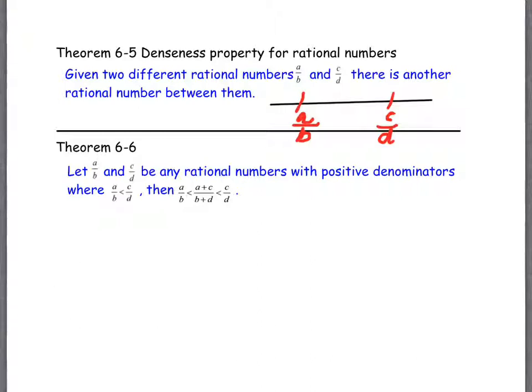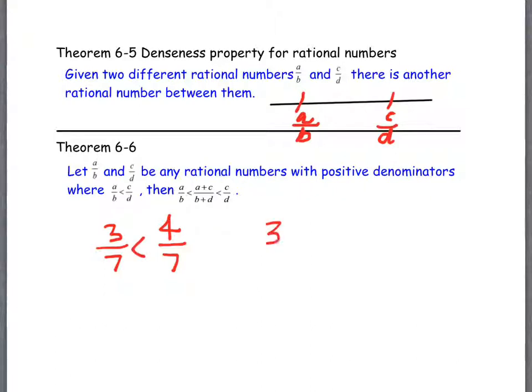But here's an example. If I have this a over b and this c over d, and my a over b is smaller, one way to find a number between them is to add the numerators together and to add the denominators together, and you will have a number that is between them. Well, that's a pretty nice fact to have. It doesn't ensure that it's exactly halfway between, but that's not what we're trying for. We're just looking for something in between.